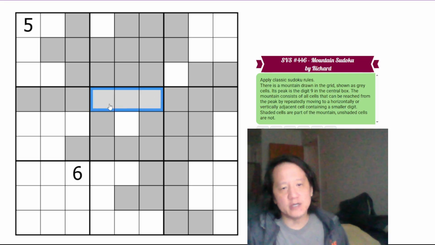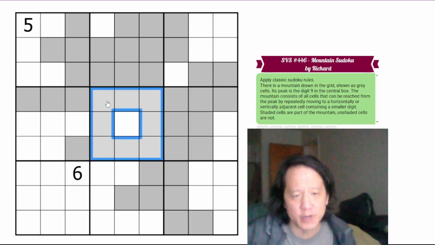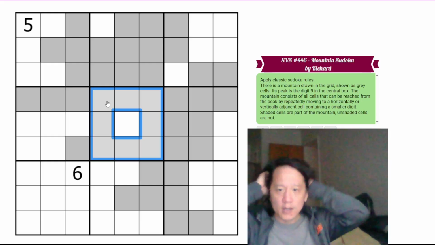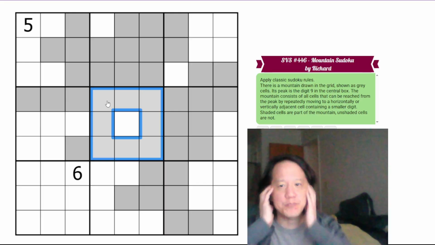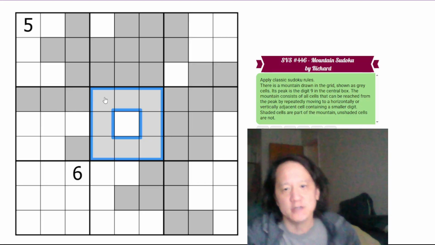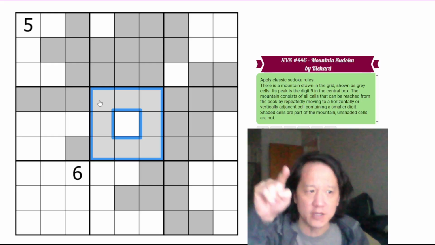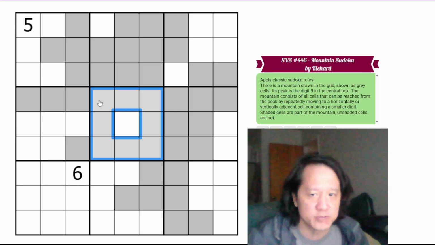So there's going to be a 9 somewhere in the central box. And anything that's shaded is part of the mountain. The mountain consists of all cells that can be reached from the peak, so from the 9 that's in the central box, by repeatedly moving to a horizontally or vertically adjacent cell containing a smaller digit.